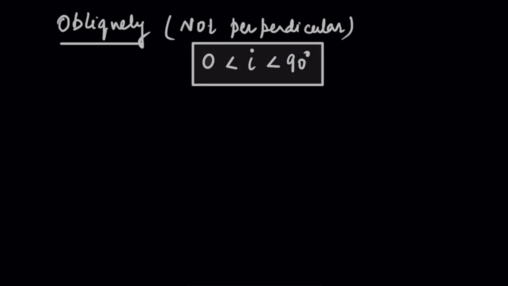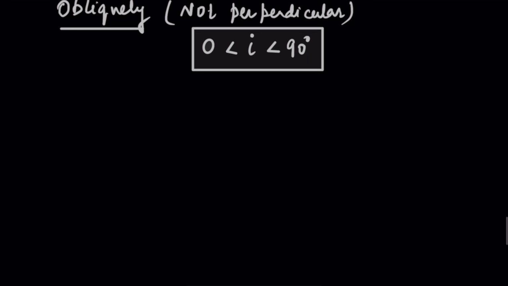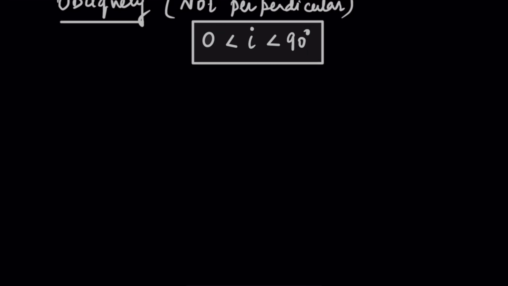So what will happen if incident ray is oblique, and what will happen if the incident ray is not oblique in nature? Both the conditions we will see. So first, let's see when incident ray is perpendicular.